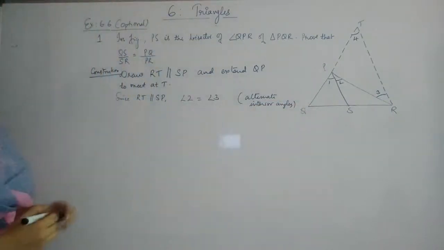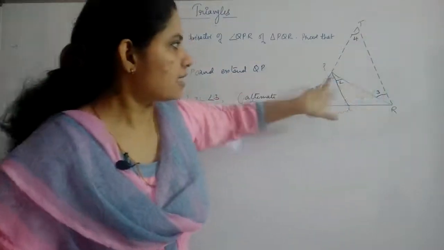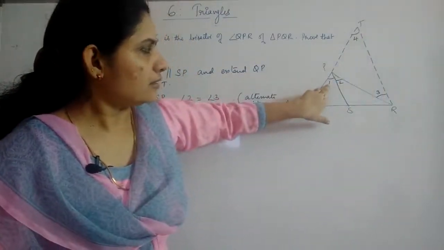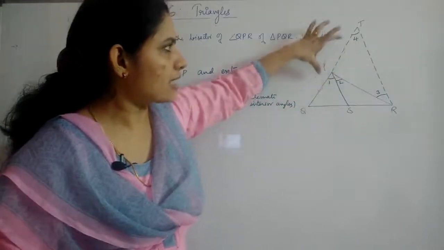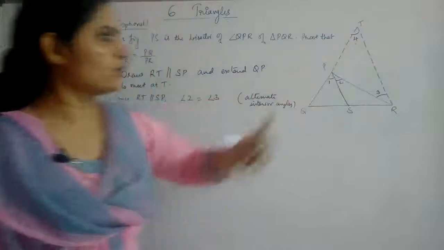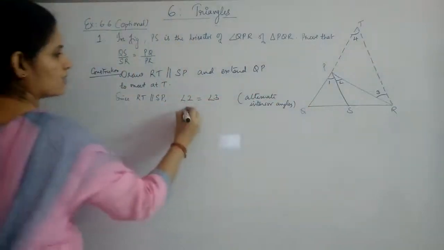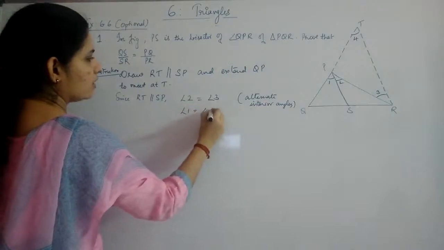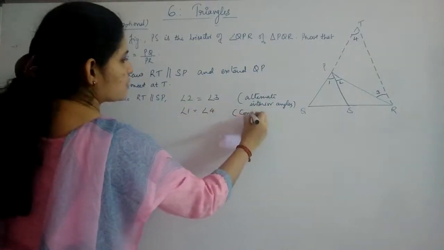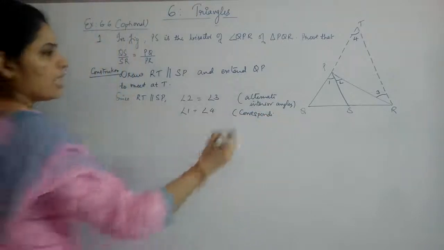Okay. Now again, for these two parallel lines, angle 1 and angle 4 will be acting as corresponding angles, because these two are parallel. Angle 1 and angle 4 will be equal. The reason is they are corresponding angles. Okay, and you will have angle 1 equal to angle 4.